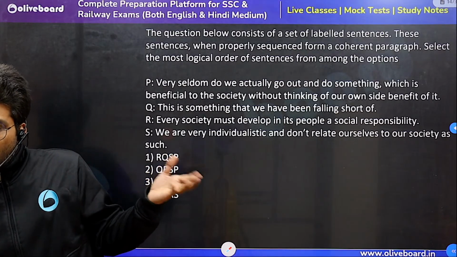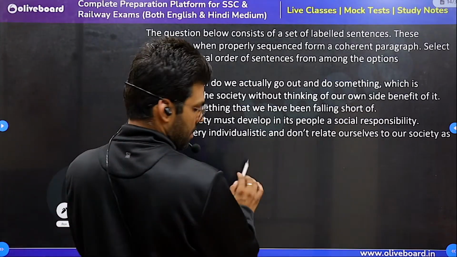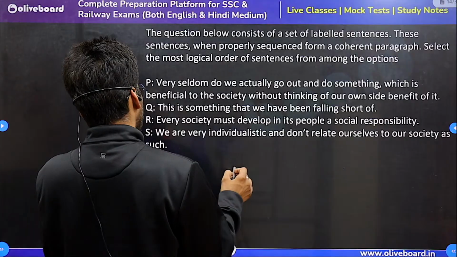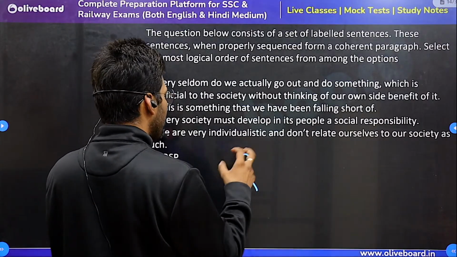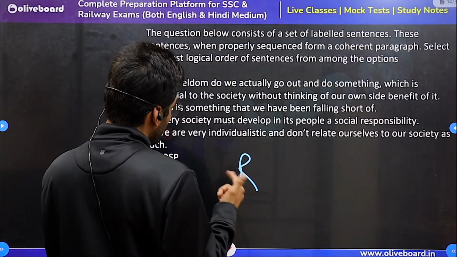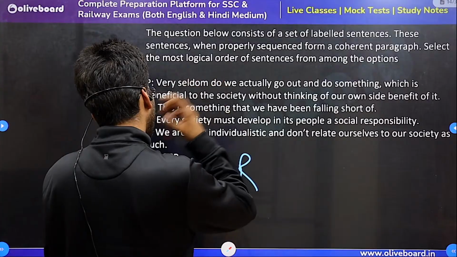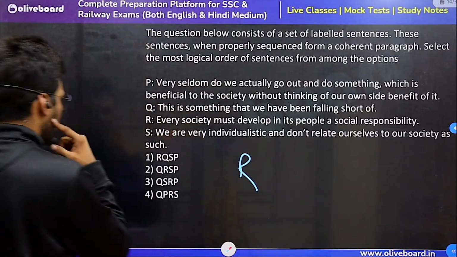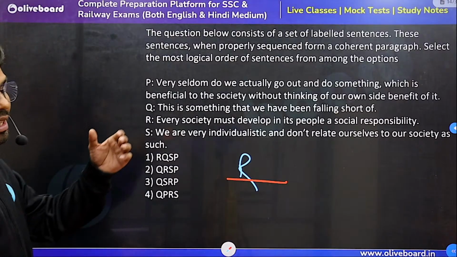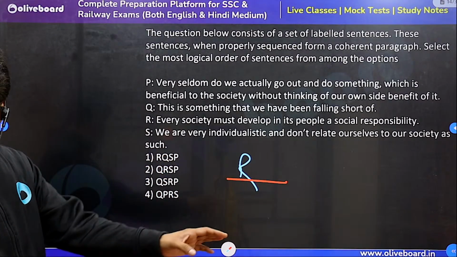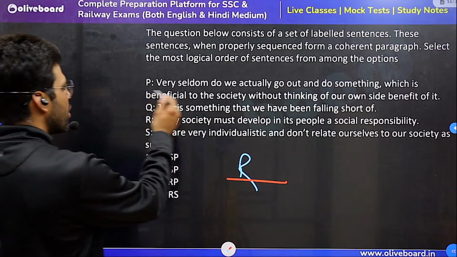See, sometimes the options are so easy. All of you are correct. As a teacher, I'm teaching: R should be the first one. Every society must develop in its people a social responsibility. Now, I'm not sure I should put P after that or S or Q. Always have a couple of terms, even after finding the first one, if you are so sure that you are correct. Very seldom, that means no, we do not do that.